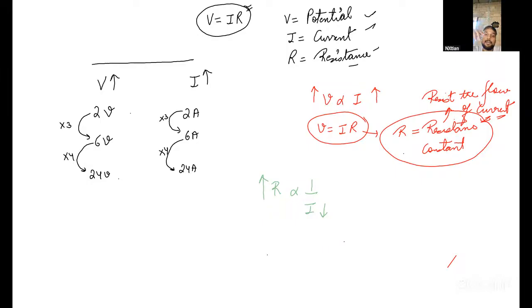If the resistance of a conductor is high, the flow of current in that conductor will be low. I mean, not directly proportional. I just said that R is proportional to 1 upon I. Yes, 1 upon I. Did you understand what we learned in the previous class? Okay, so we got one relationship.